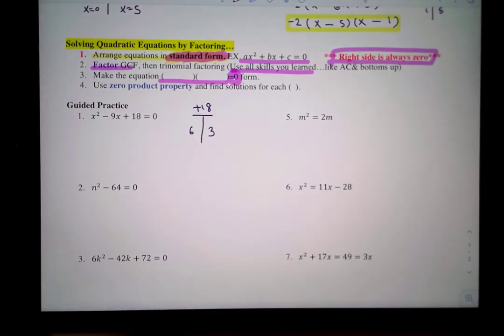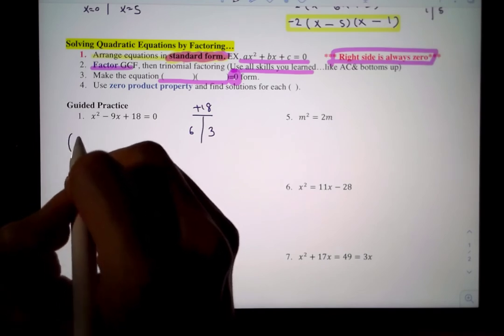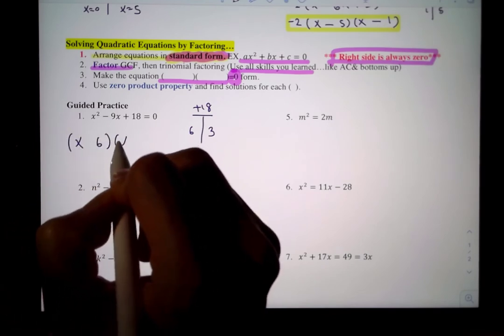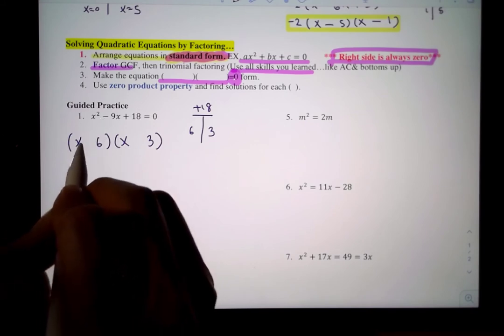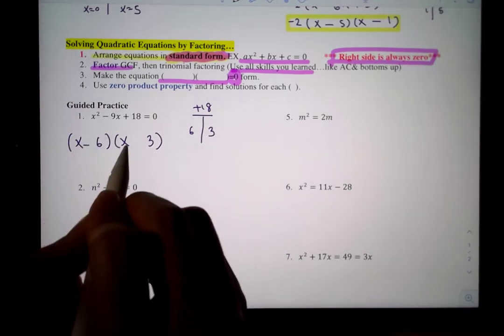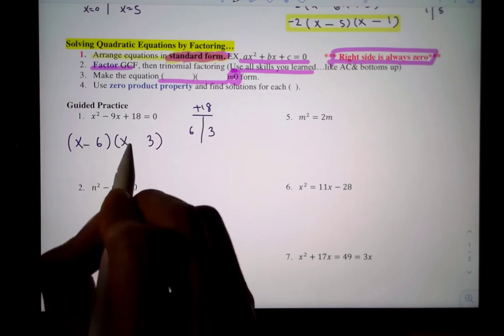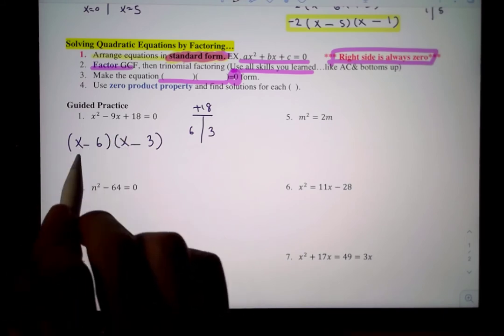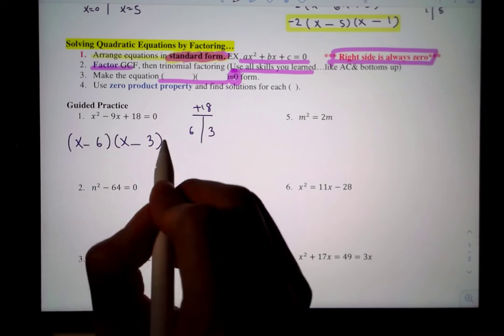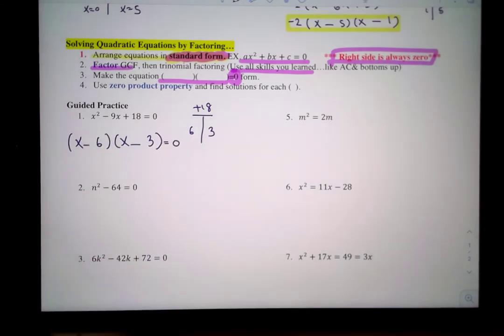6 and 3 works. So x 6, x 3, same as in the middle, that's minus, and I want to get positive. This is negative, so I need negative so that I can get positive, right? So that's it. So I factor my left side, and you have equal 0 on the other side.